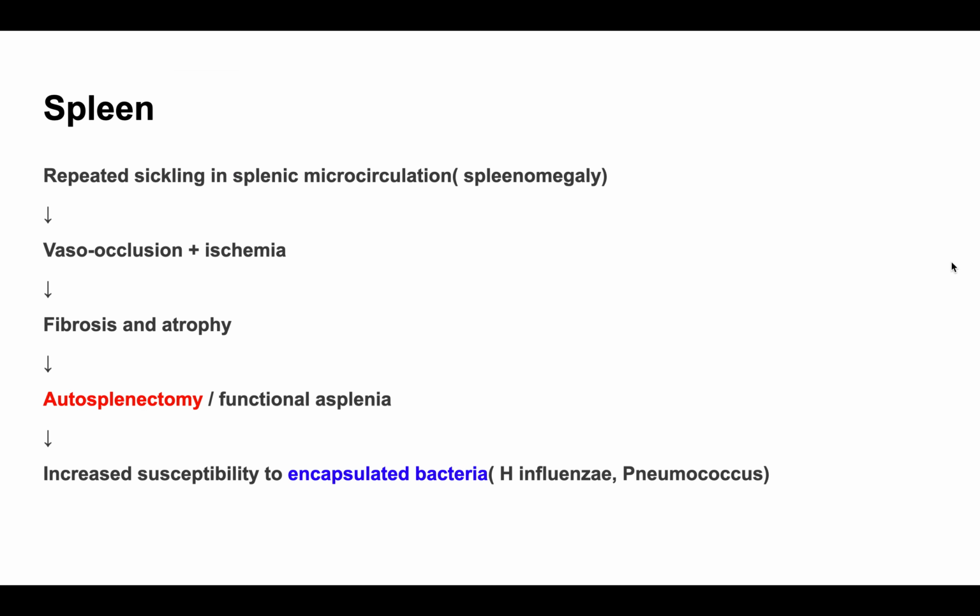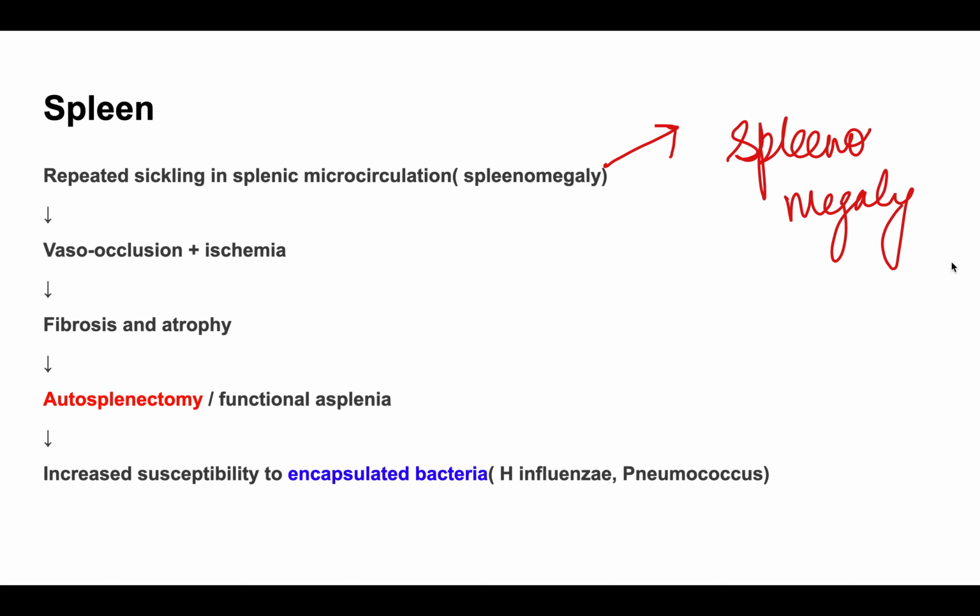In the spleen, what happens is, because the spleen is involved first, mostly RBCs get poured into the spleen. So in earlier stages you will see splenomegaly, but later on there is vaso-occlusion, and ischemia of the spleen takes place. The spleen also undergoes fibrosis or atrophy, and this is known as autosplenectomy. Now this term you should know.